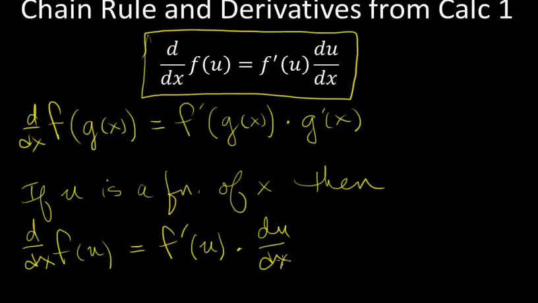So listen to how you read that, and when you read in the book or in your homework, read it with the correct words. The derivative with respect to x of f of u is f prime of u times du dx.